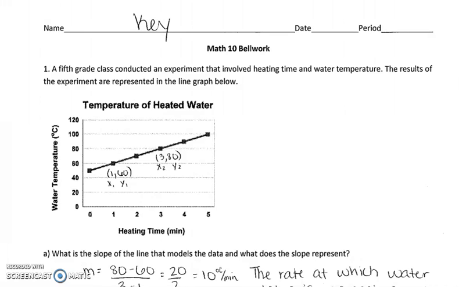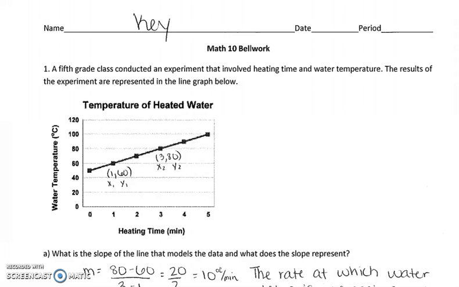Hi guys, we're going to look at your bell work right now. Hopefully you've actually got a good start on it. I hope that you notice that it looks similar to some of the stuff that we've been doing the past couple of days. In the first one, it says, what is the slope of the line that models the data and what does that slope represent?